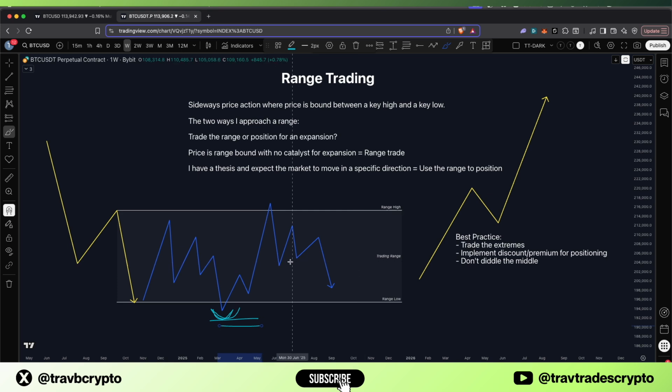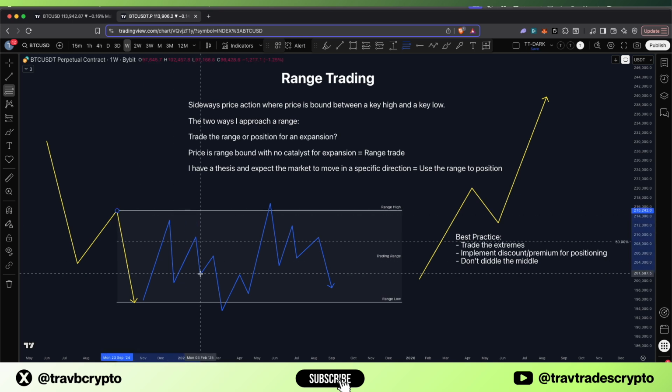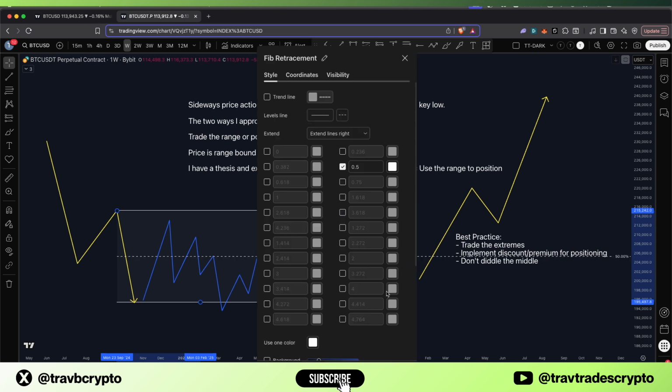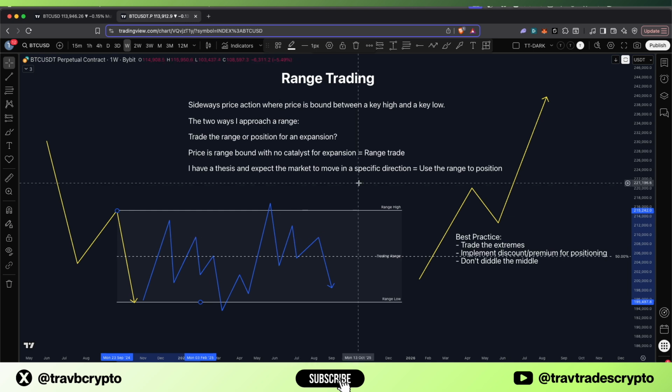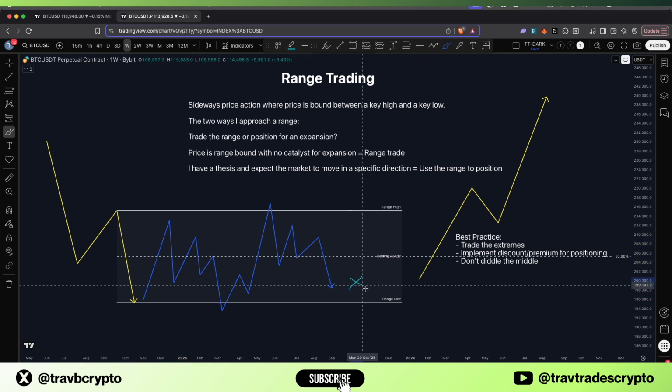And the other thing I want to think about is premium and discount pricing. Okay, so if you get a fib tool, I'll just show you my settings. I turn everything off. I like to use the dash line, and I just put a 0.5 up there. What that's going to do is, as you map the high to the low, it's going to show you the mid section of the range. Okay, as a general rule, this is considered discount pricing. This is considered premium pricing.